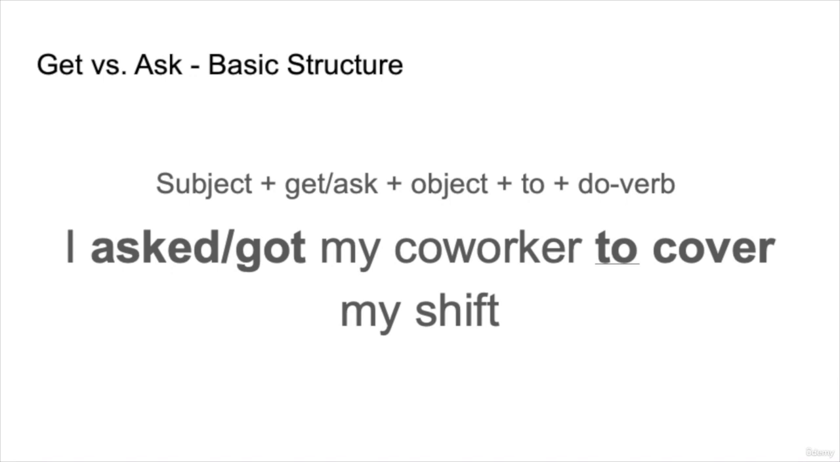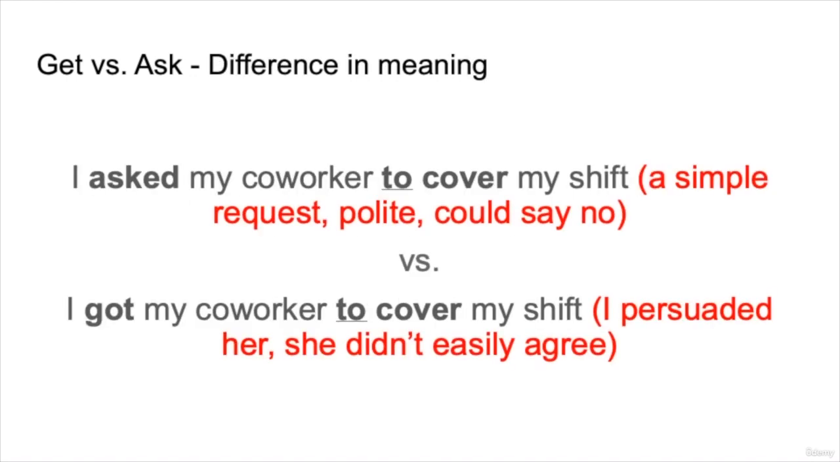So before we start practicing, let's make sure we have the basic structure. So get and ask, these 2 particular words use the following structure. Subject, get or ask, object, to, and a do verb. I asked my coworker to cover my shift. I got my coworker to cover my shift.